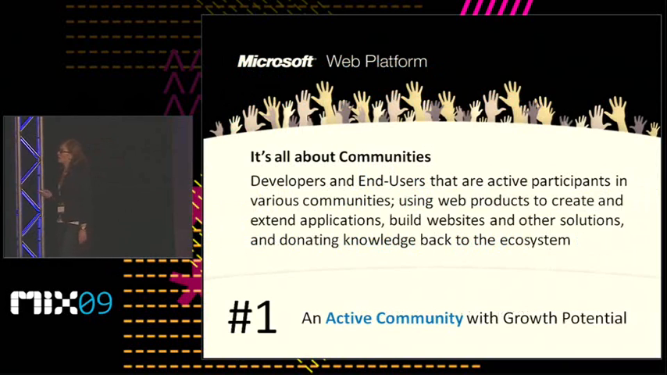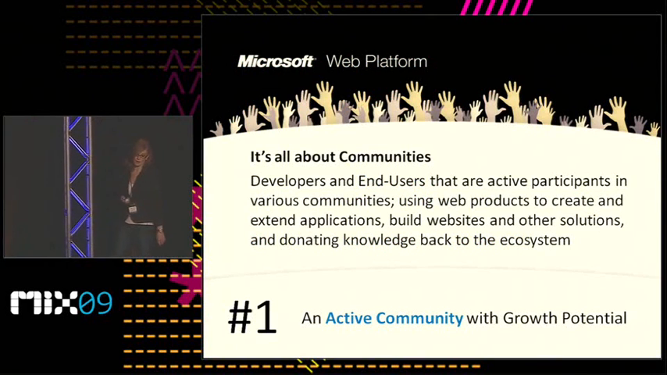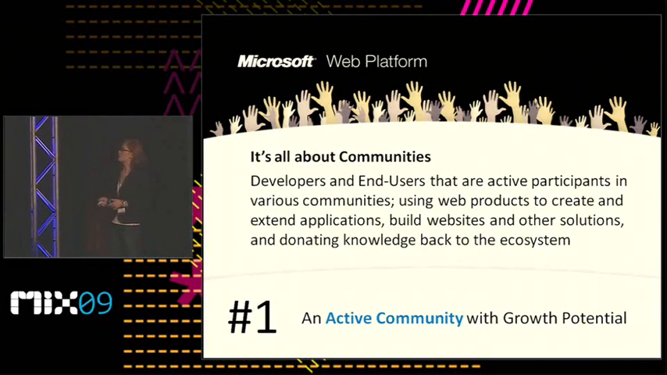So the first pillar is an active community with growth potential. Essentially, developers and end users that are active participants in communities. They're using web products to create and extend their applications. They're building websites and other solutions, e-commerce solutions, digital marketing. And they're donating their knowledge back to the ecosystem. So when I say an active community, this is what I mean.